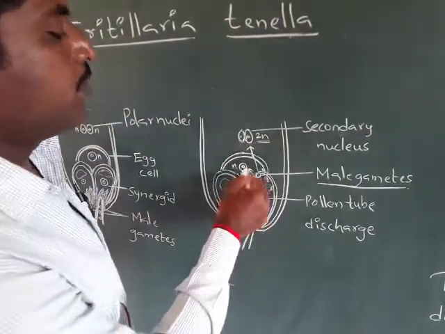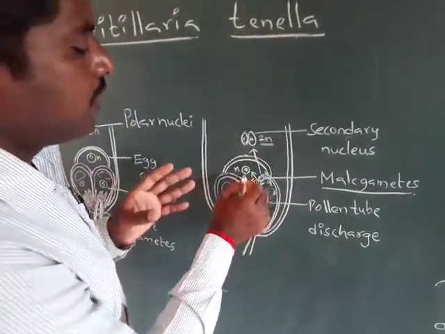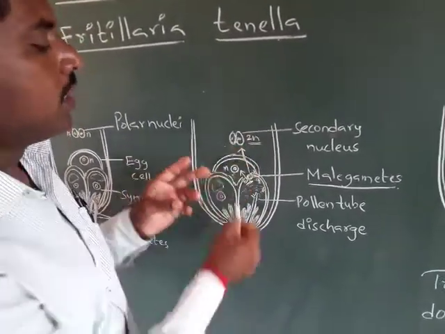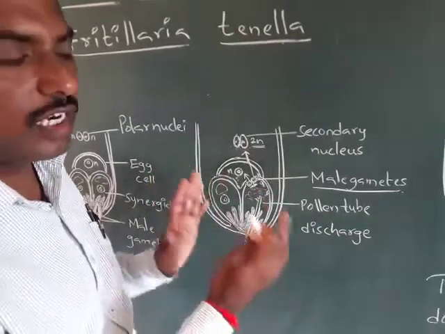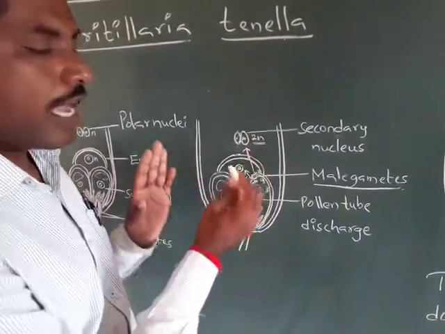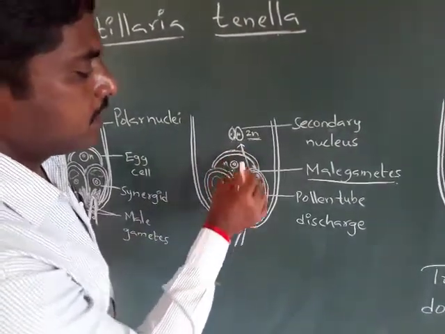Here it is syngamy, and here the triple fusion. So one fertilization is here, and another fertilization is here. The two fertilizations are there. That's why we call it double fertilization, which occurs in angiosperms.